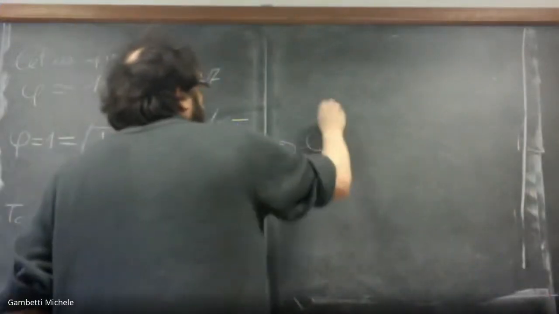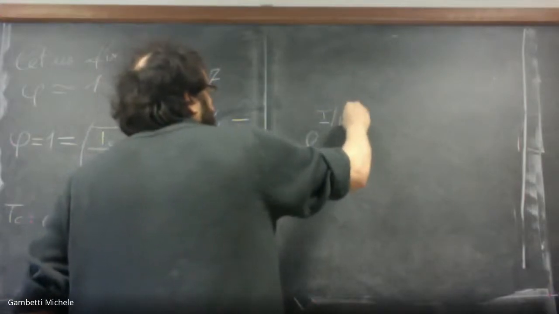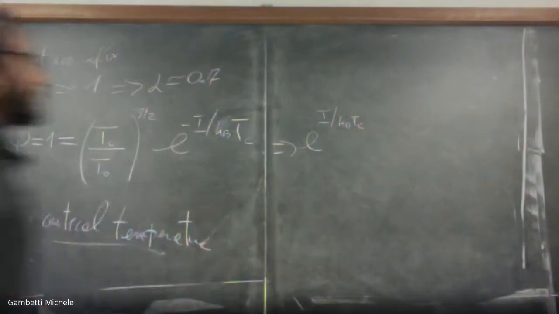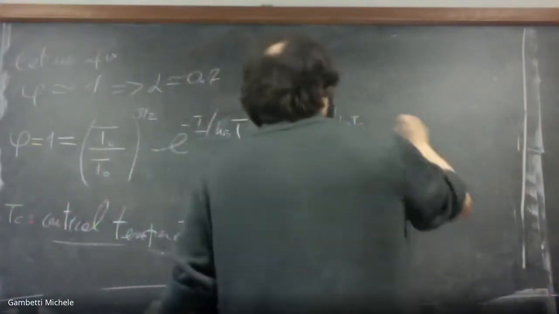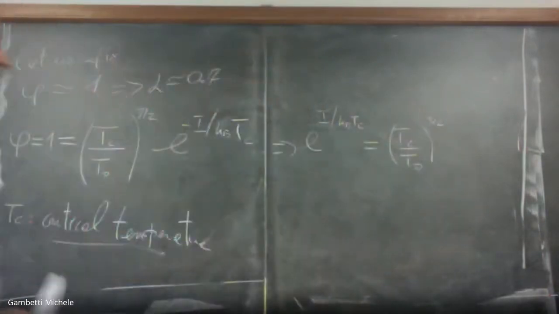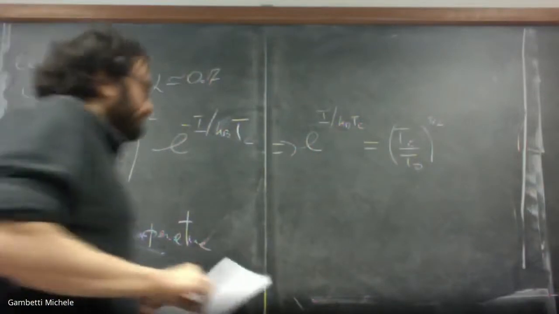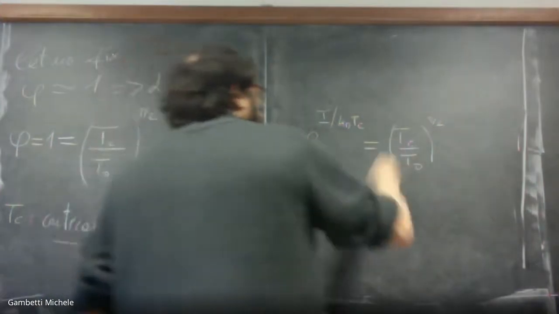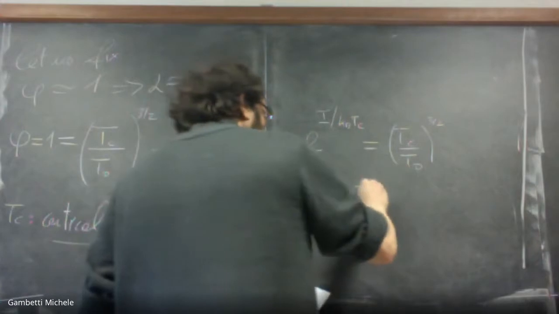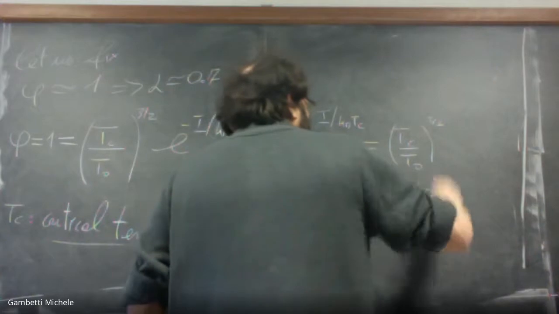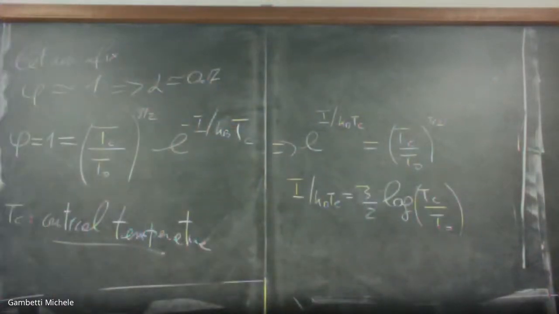Now, from this I can get that the exponential of I divided by kB Tc is equal to Tc divided by T0 to the power of 3/2. Then I can take the log of this. So I divided by kB Tc is 3/2 the log of Tc divided by T0.